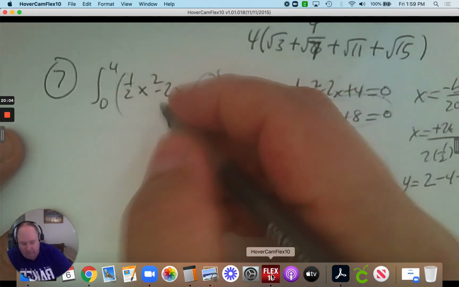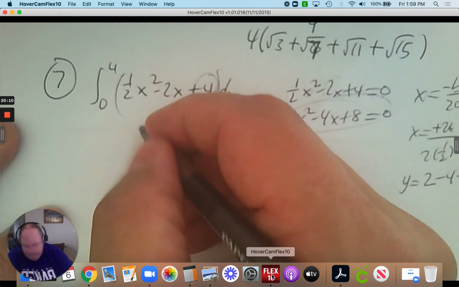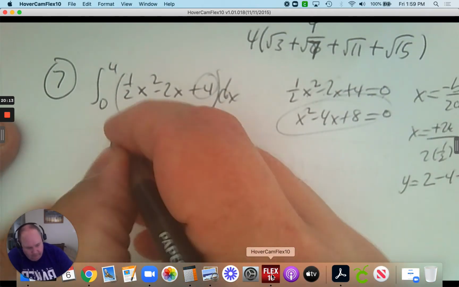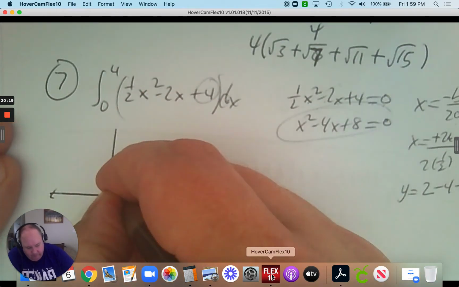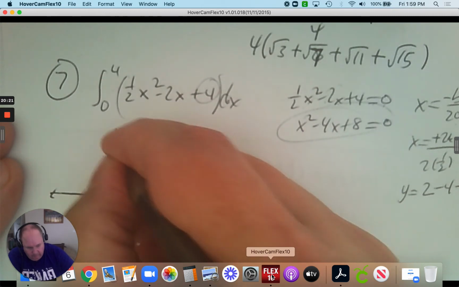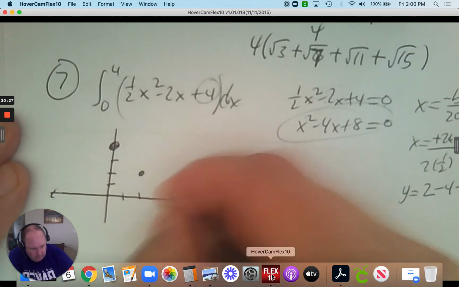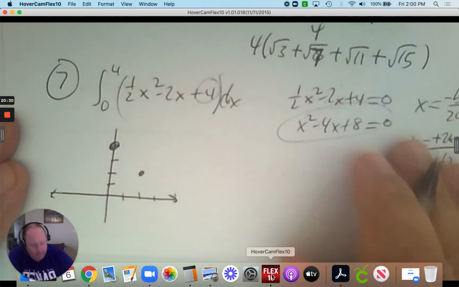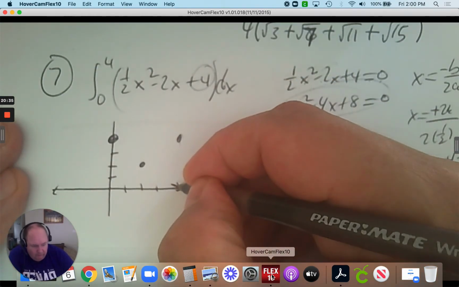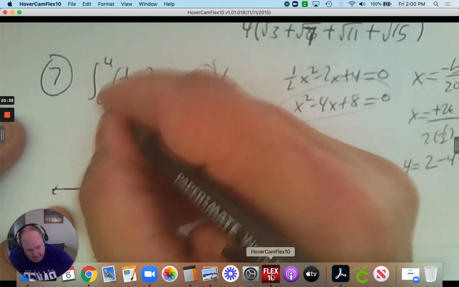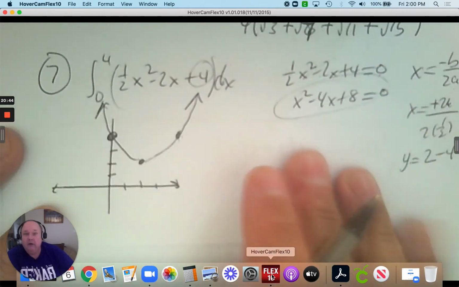Number 8 is almost the same thing as 7. So it's the same graph, and we're going from 0 to 4. So I'm going to use a little symmetry. So that means that the answer must be 4. There's my graph. So I was able to graph this.